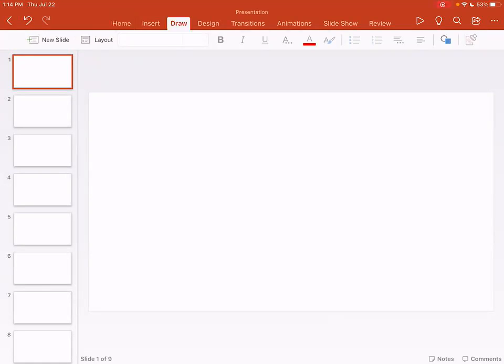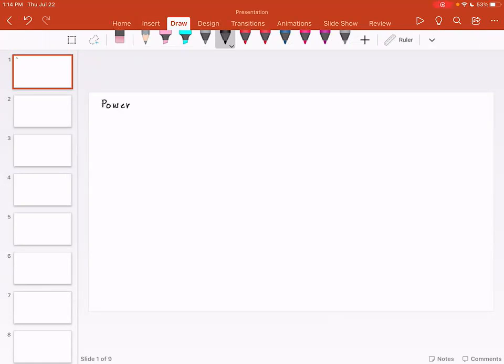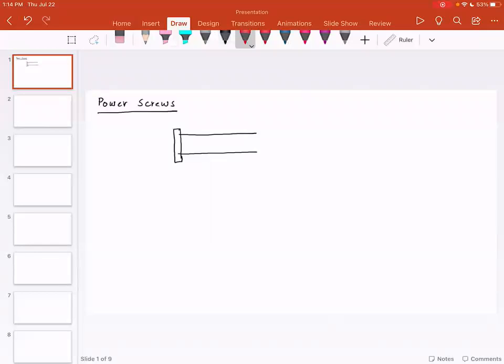So we are talking about power screws. You can think of them as the big brother of the nut and bolt assembly, wherein you have a screw, and then you have a thread that runs in a helical pattern. So this is a helix.